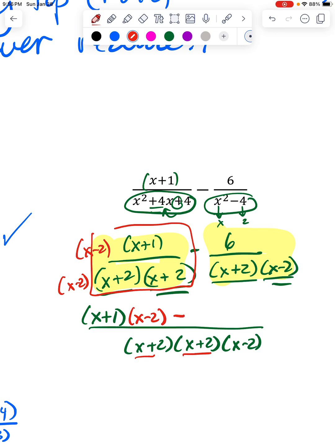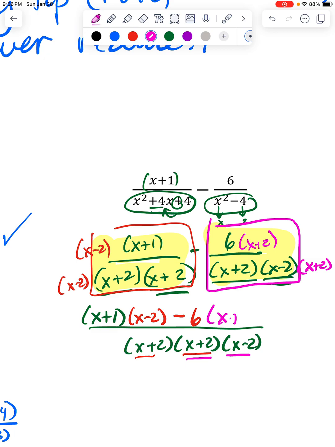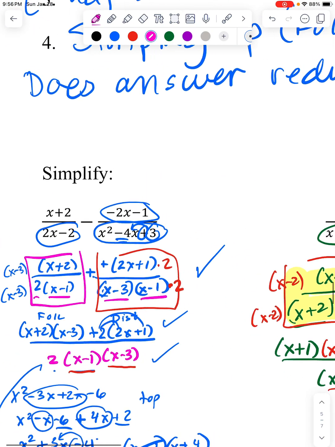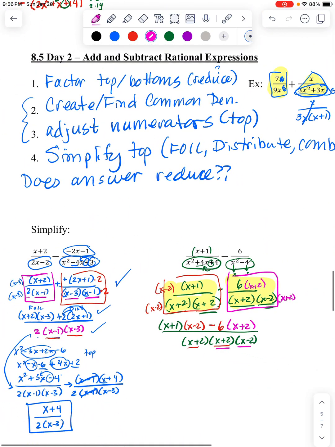Then I have my subtraction and my 6. But when I look at 6, that's the second fraction, it was already over an x plus 2 and an x minus 2. So it needs that other x plus 2. And that's what's going to end up getting multiplied on the top to adjust that. So we did the factoring up here. Then we created a common denominator, adjusted our tops.